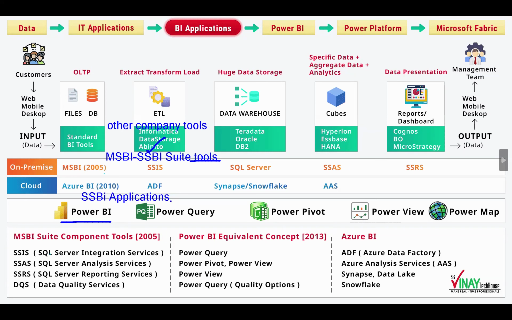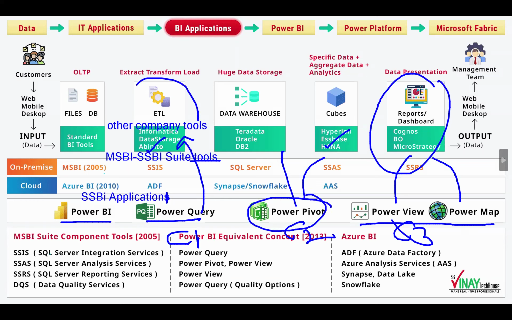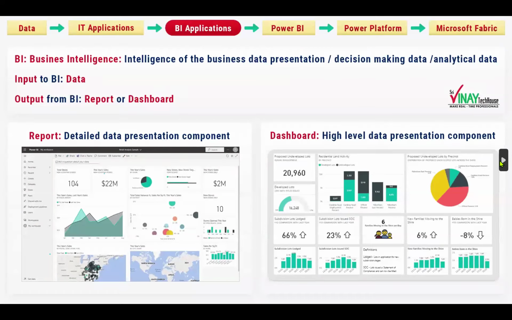Where? This is a concept: concept one, Power Query, in this area. Concept two in this area. Concept three we use in this area. Three concepts in three areas. To implement the reporting process, we use this concept in Power BI. To implement storage and modeling, we use this concept. To implement the ETL process, extract and transformation, we use the Power Query concept. So that's why people call it self-service BI. Got the difference? MSBI has three tools, Power BI has three concepts.